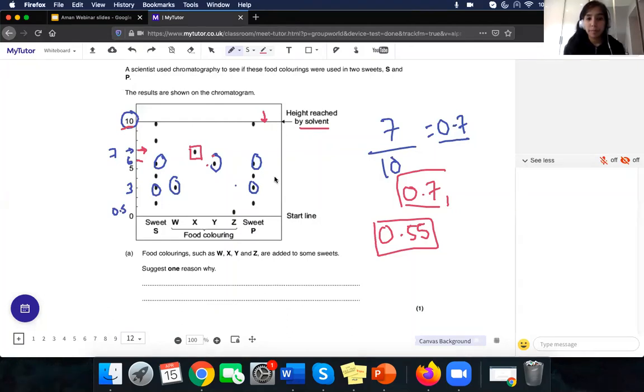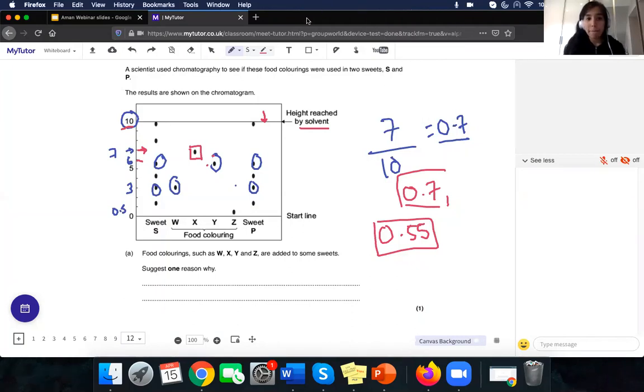I haven't seen any new questions come in. Oh, someone's just asked, if the dye moves up the paper with more distance, does it mean it's more attached to the mobile phase? Yes, it has a higher attachment to the mobile phase, so it's more soluble. Whereas if something moves less far up that paper, it's more attached to the stationary phase.